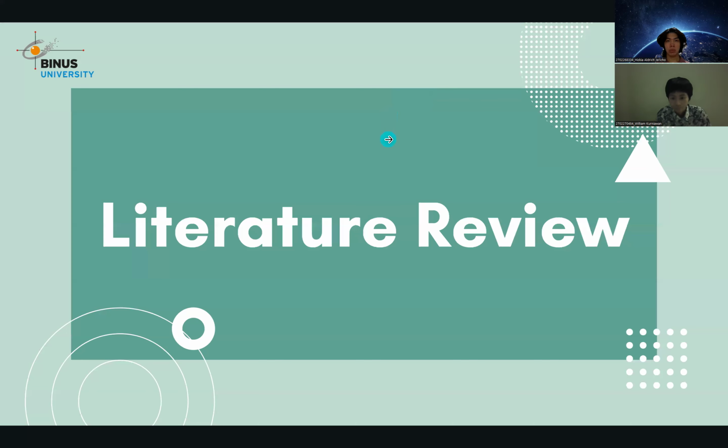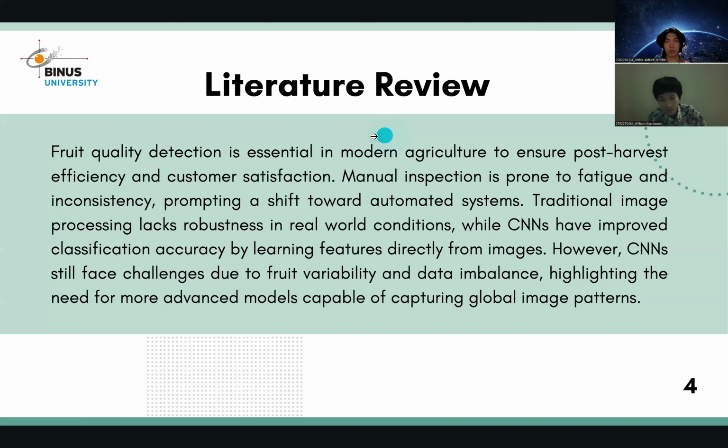Next, this is the literature review part. Manual inspections in agriculture are tiring and inconsistent. Traditional image processing is limited, but CNNs improve things by learning features from images. Still, they struggle with class imbalance and fruit variation. So we need stronger models.